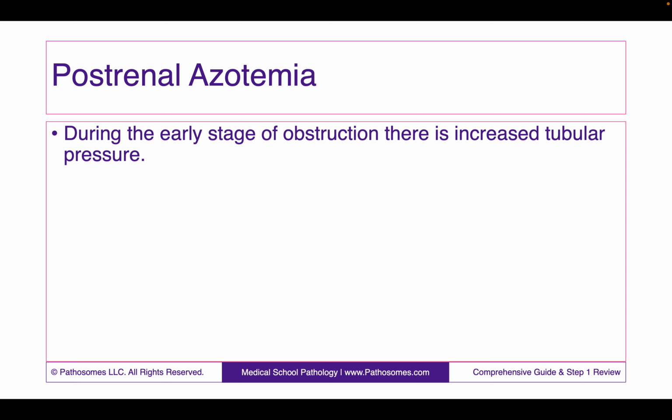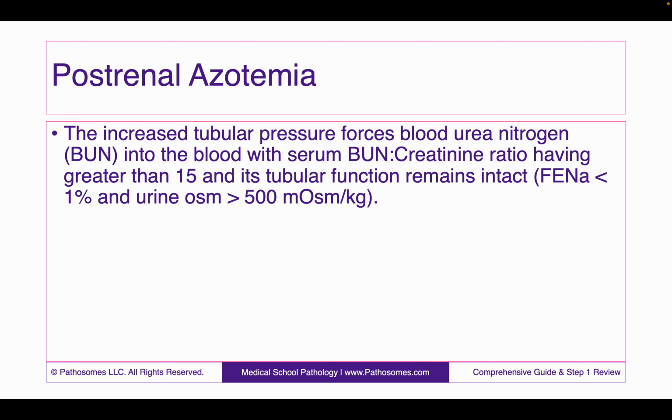During the early stage of obstruction, there is increased tubular pressure. The increased tubular pressure forces blood urea nitrogen into the blood, with serum BUN to creatinine ratio greater than 15, and tubular function remains intact. So a FeNa less than 1%, and urine osm greater than 500 milliosms per kilogram. Those are important numbers to know, especially the BUN to creatinine ratio greater than 15 and the FeNa less than 1%.